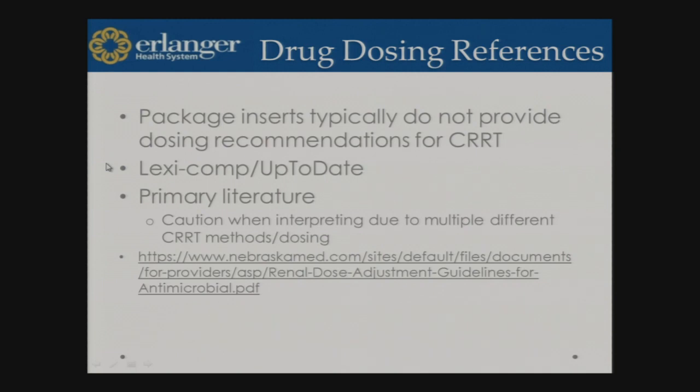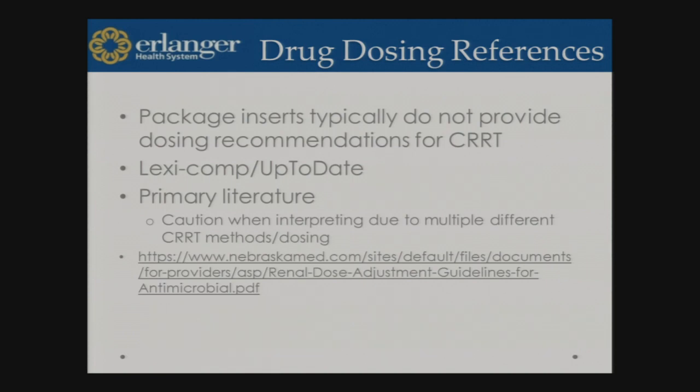So now, drug dosing. This is probably what you guys really care about. Unfortunately, package inserts don't typically provide dosing recommendations for CRT. Lexicomp or UpToDate will have recommendations for some drugs, but not everything. And we'll always run into situations where we really can't find much except primary literature.